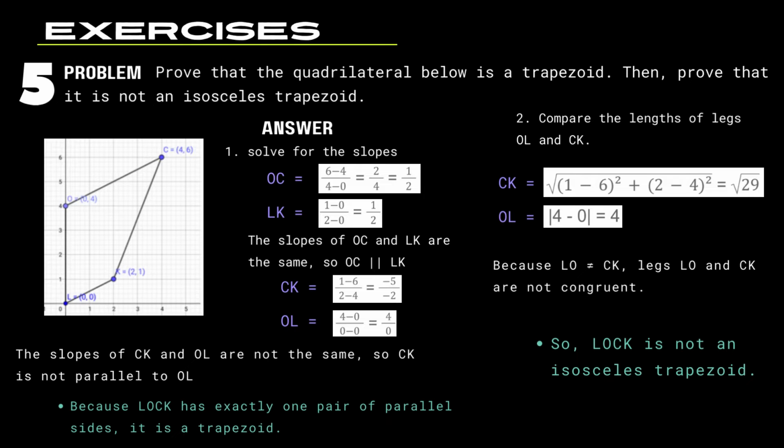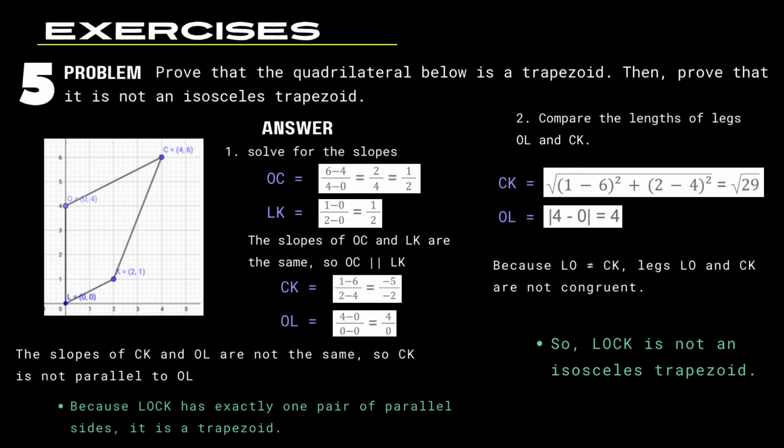And then for OL, which is equal to 4 minus 0 over 0 minus 0, that is equal to 4 over 0. And here, as you can see, CK and OL are not the same. Therefore, CK is not parallel to OL. And with that, we are now given that only one pair of sides in quadrilateral LOCK are parallel. Therefore, it is a trapezoid.